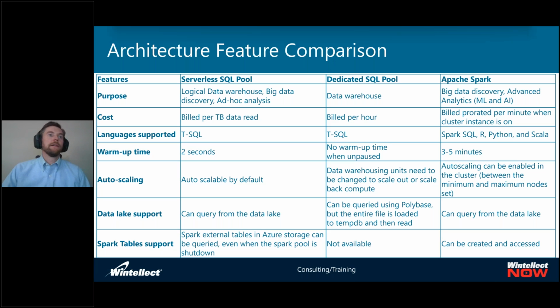The auto scaling is there by default with serverless, no configuration necessary. Dedicated SQL pool can be changed manually or programmatically. And Spark, you can set up that auto scaling if you want when you initialize your cluster. As far as data lake support goes, serverless, you can query directly from your data lake. The dedicated pool, you can query data lake as well using Polybase.